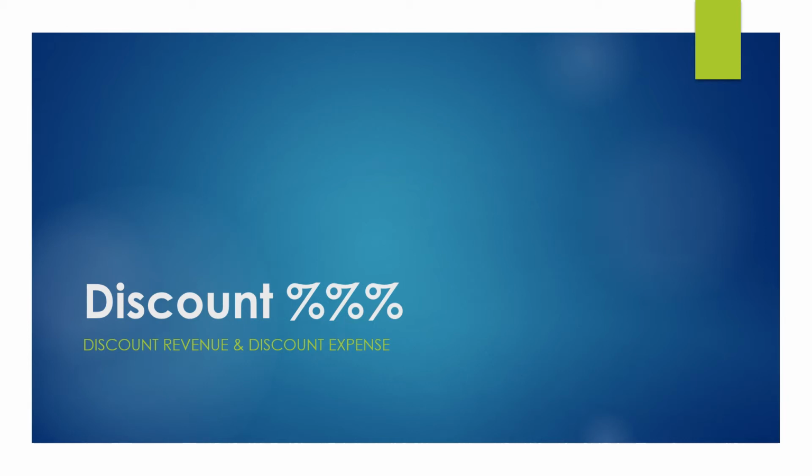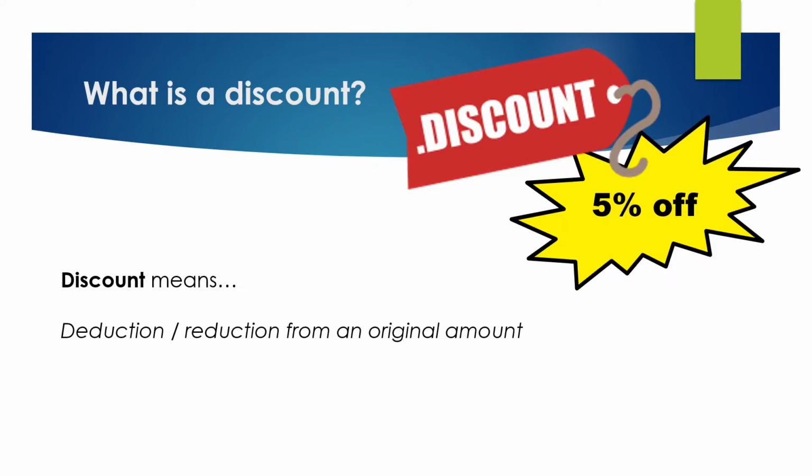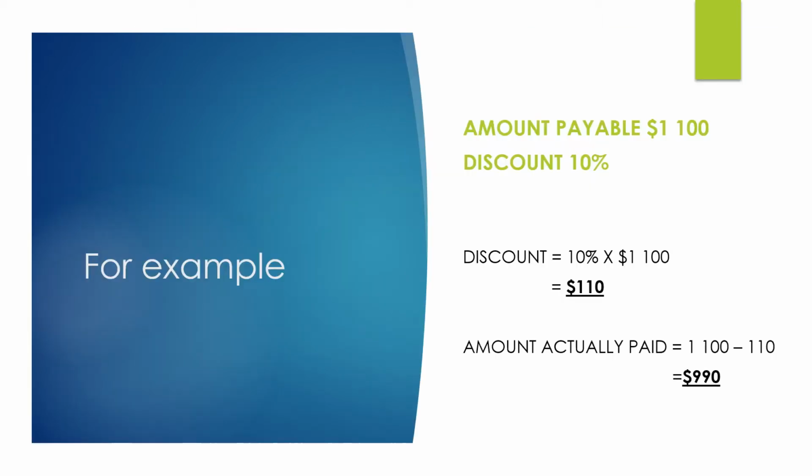In this video, we're going to learn about discount revenue and discount expense. What is a discount? Discount means a deduction or a reduction from an original amount. For example, we have an amount payable of $1,100. The discount of 10% will be applied. To calculate the discount amount, we take 10% multiplied by $1,100, and this gives us a discount amount of $110.